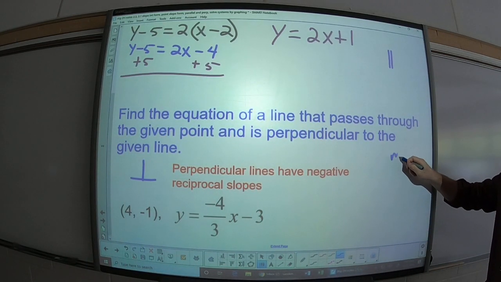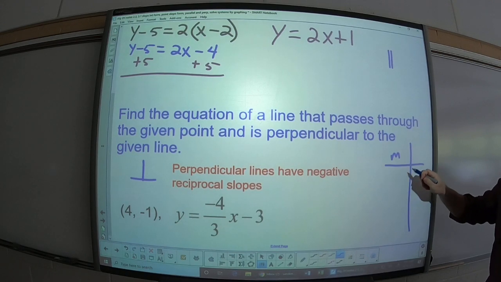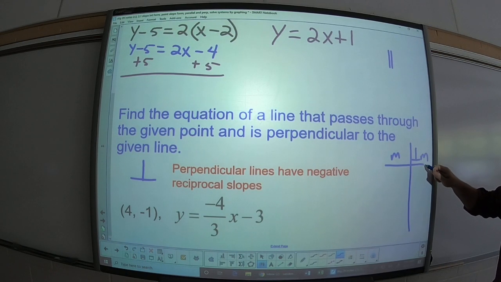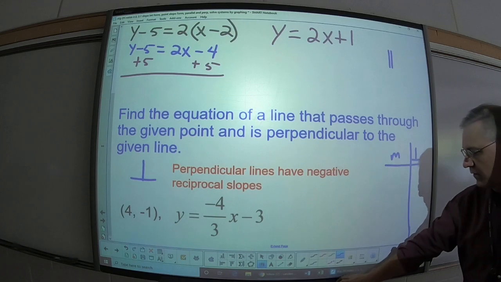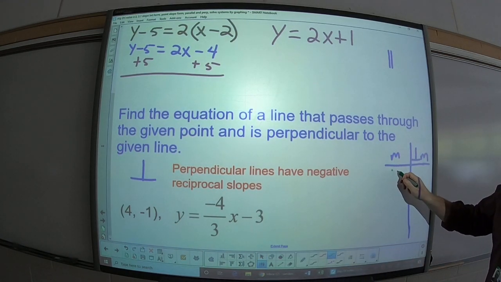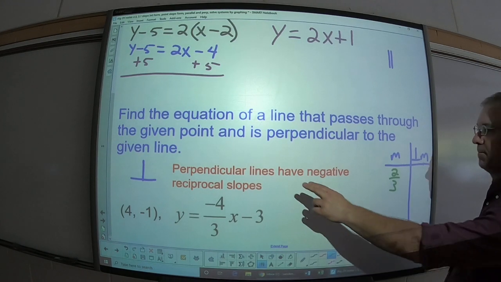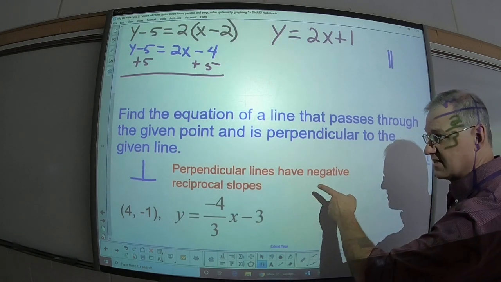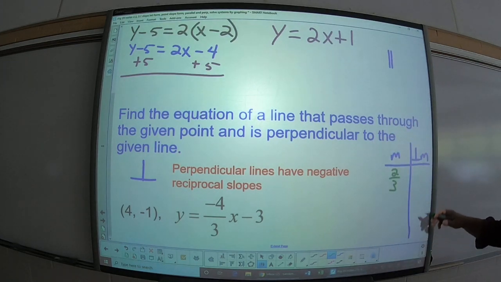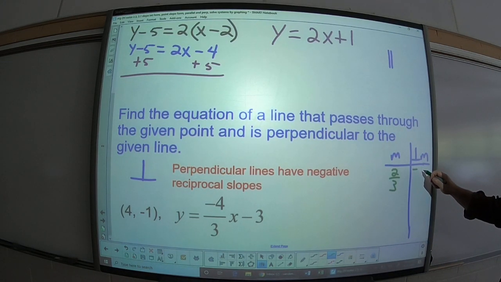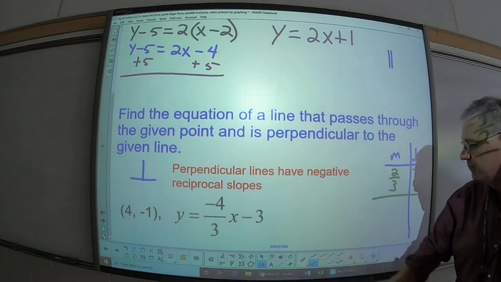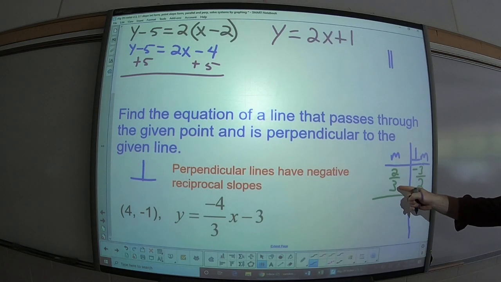If you had a given slope and you wanted to find the perpendicular slope to it, say I have 2/3 as my slope. Negative meaning opposite sign, reciprocal. Opposite sign of this would be negative, reciprocal. Flip over the fraction. That's one example of a slope and its perpendicular slope.